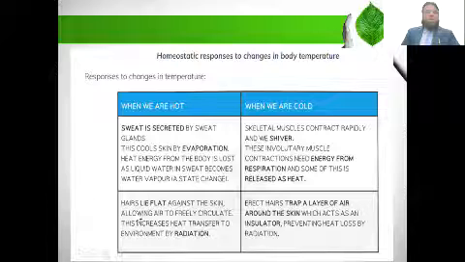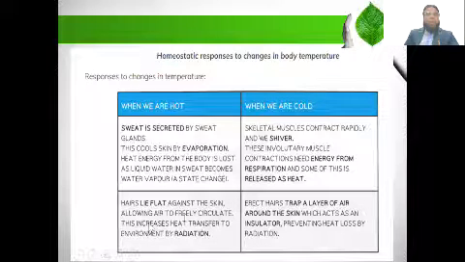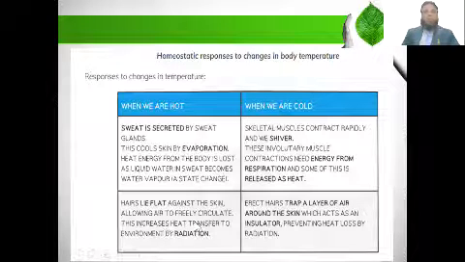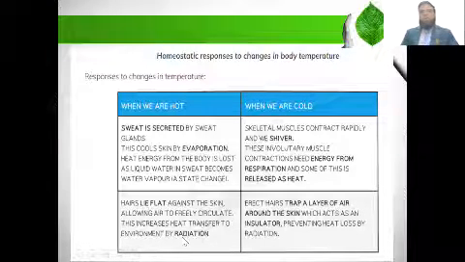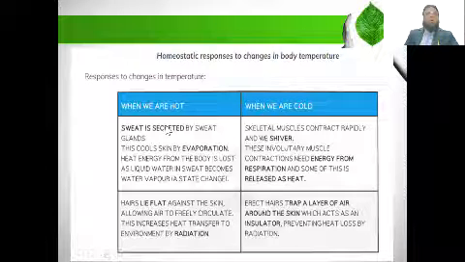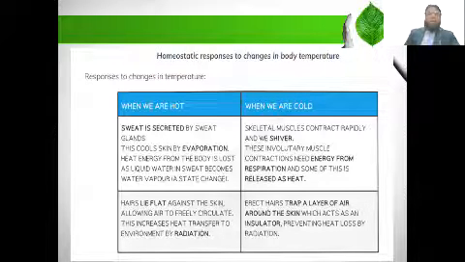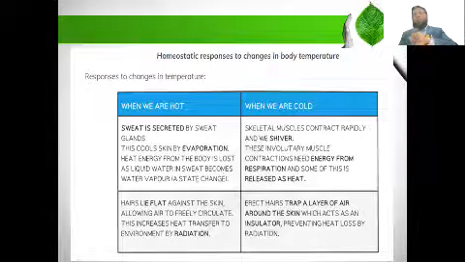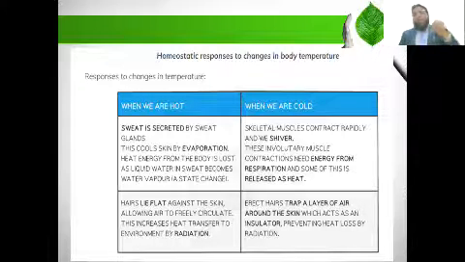The hair lies flat against the skin, allowing air to freely circulate. This increases heat transfer to the environment by radiation. So this is how the temperature is maintained in the hot condition. Maintenance of temperature is very important because all our enzymes work best at 37 degrees centigrade, the optimum temperature for enzymes in humans. If the temperature increases or decreases, the function of enzymes is affected, so it is very important that the temperature is maintained.